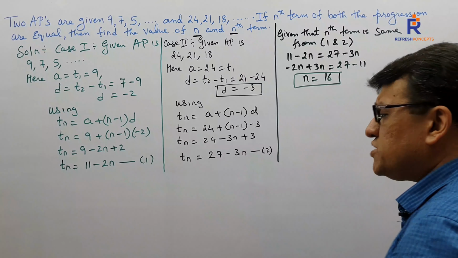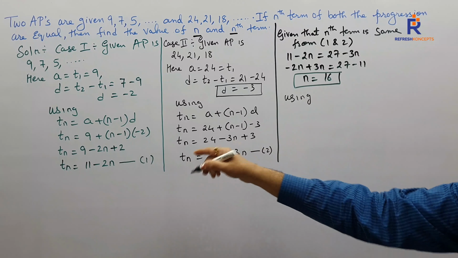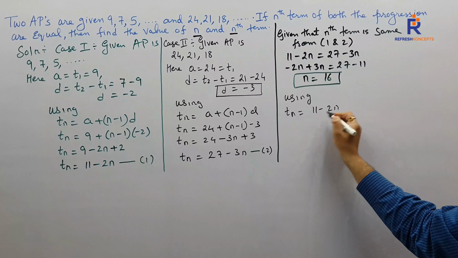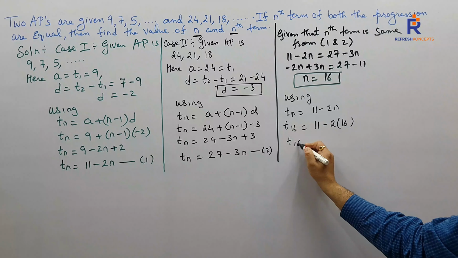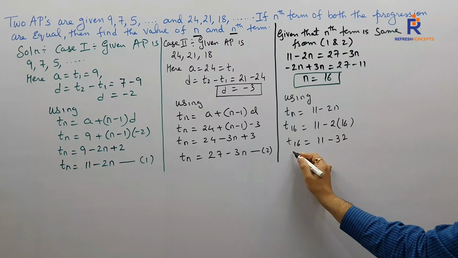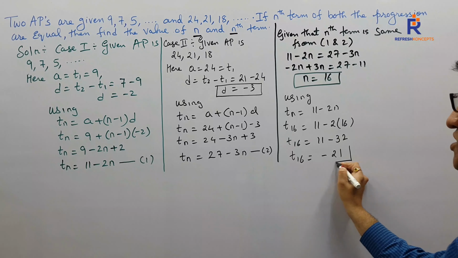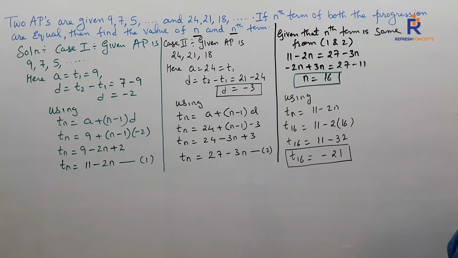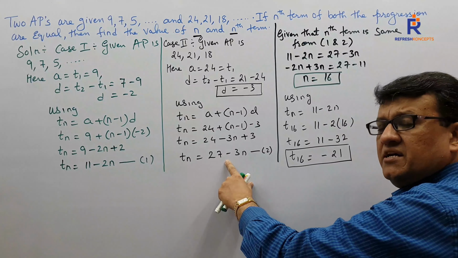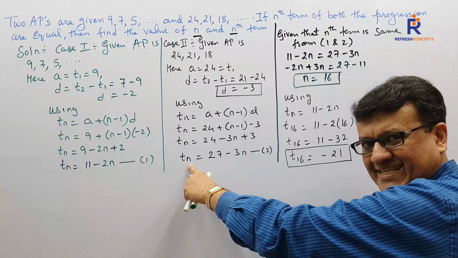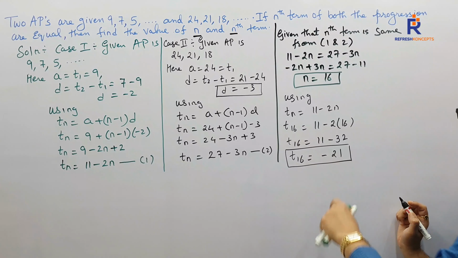This time, equation 1 looks better. Tn is 11 minus 2n, so the 16th term is 11 minus 2 into 16, which is 11 minus 32, which is minus 21. So the value of the 16th term is minus 21. Those who are thinking, sir, you have substituted here, had you substituted in the other, let's check. 27 minus 3 into 16, which is 48. So 27 minus 48 also gives minus 21.